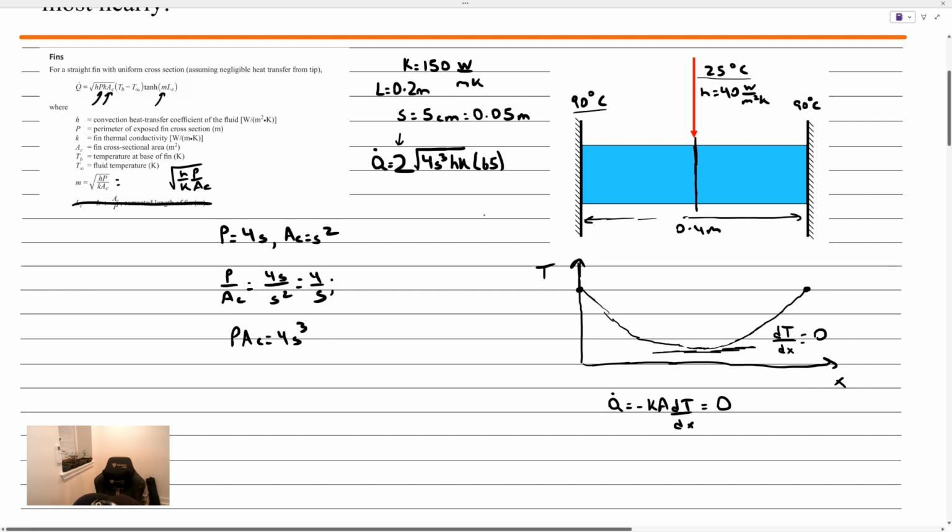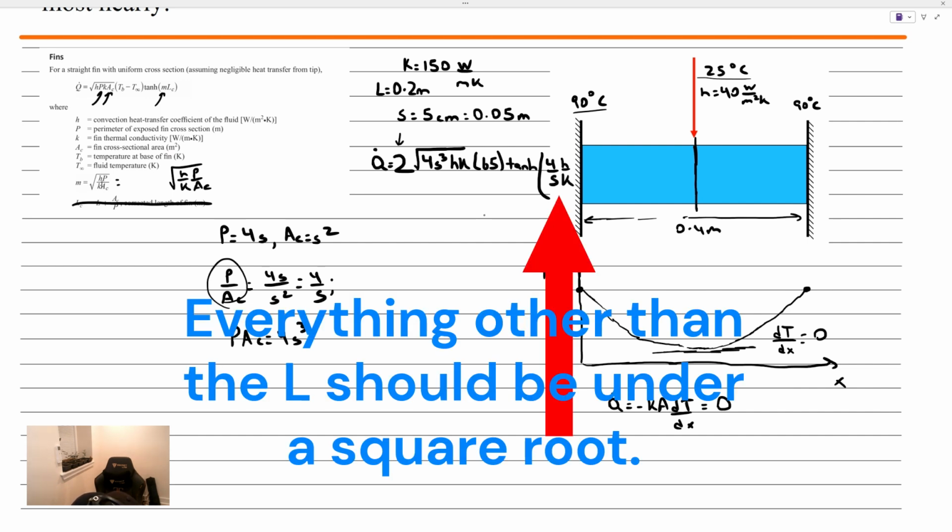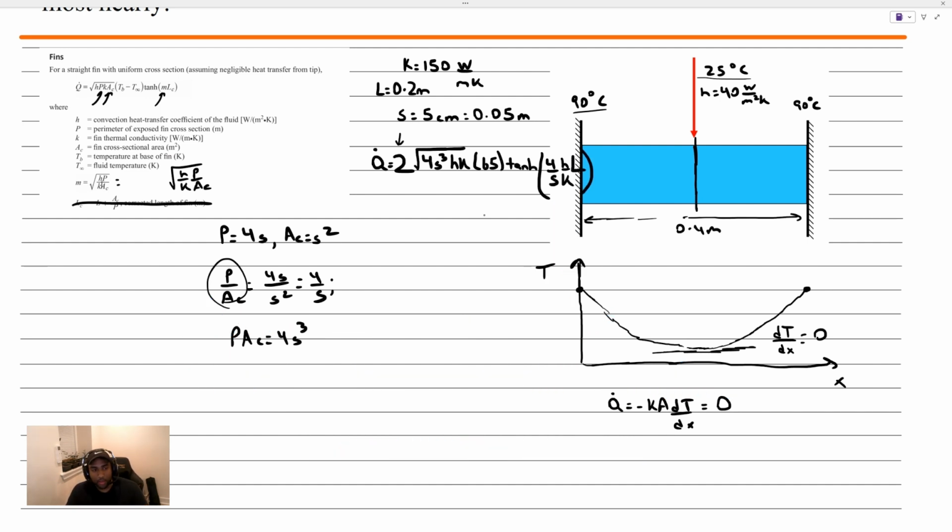So I'm just going to write that down. And then we have the hyperbolic tangent of M, which was that ratio that we had involving the ratio of the perimeter to the cross-sectional area. So I know I'm going to have a 4 over S term here. And then I also have a ratio of H over K. And that's multiplied by the length of the fin. Okay, so this is our entire formula. What we're going to do is plug into this formula and get a final answer.